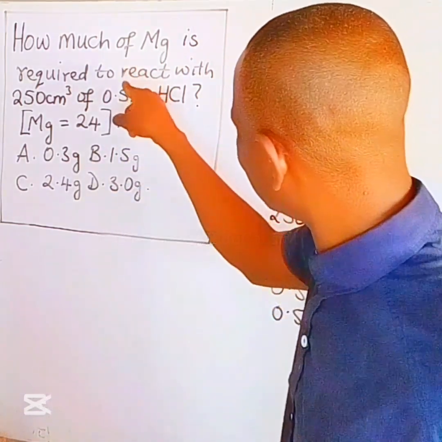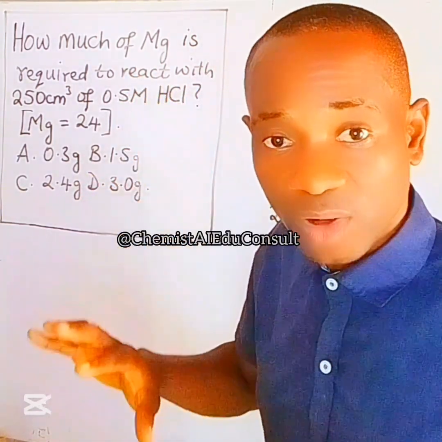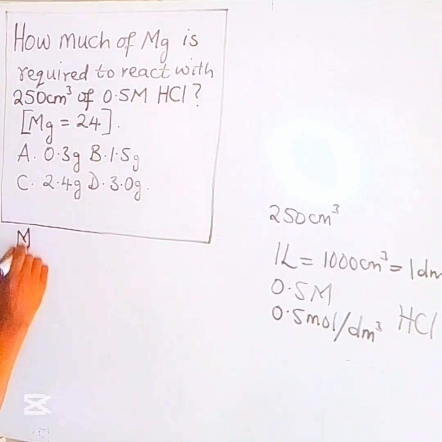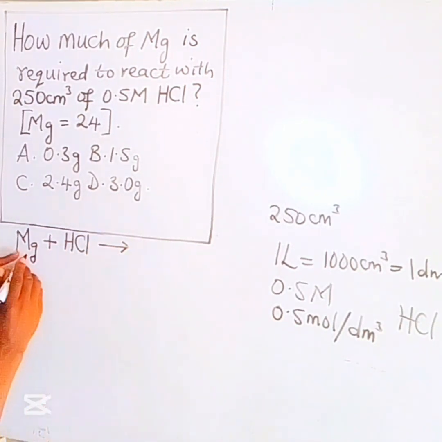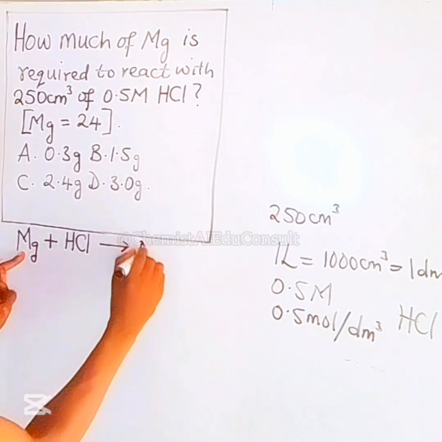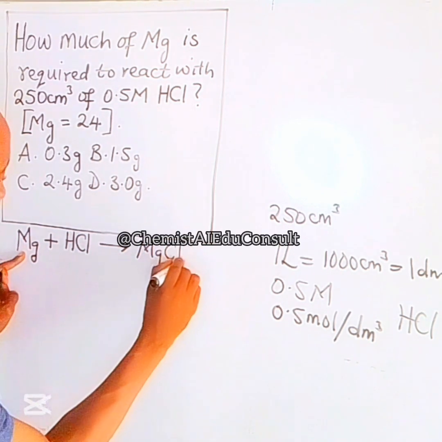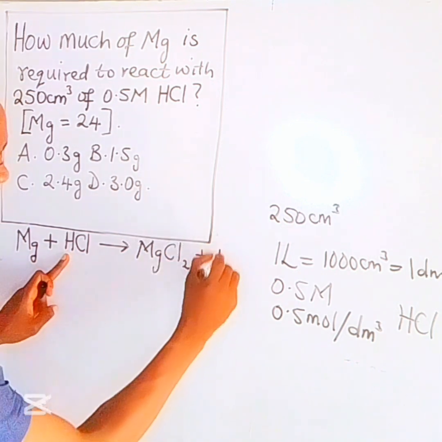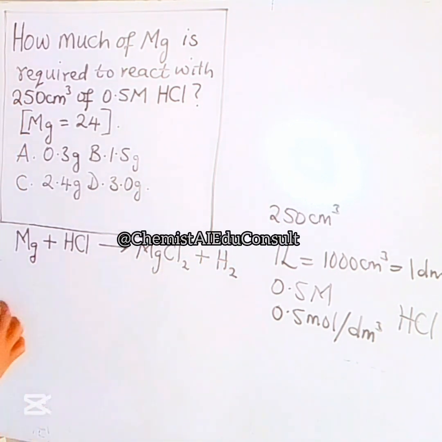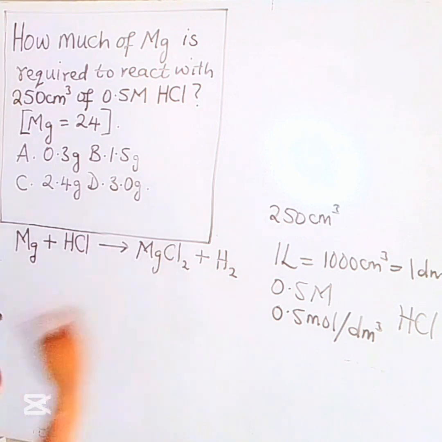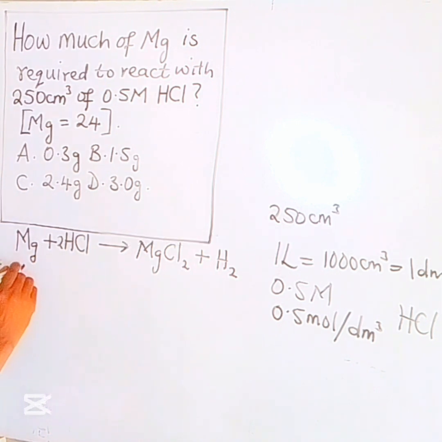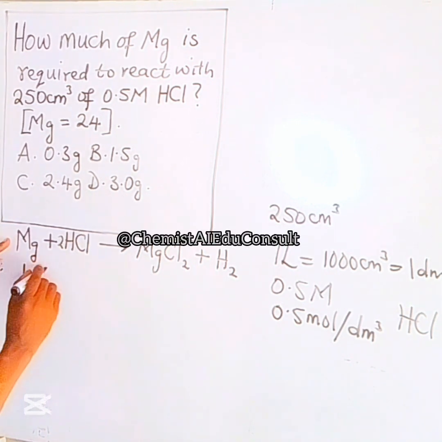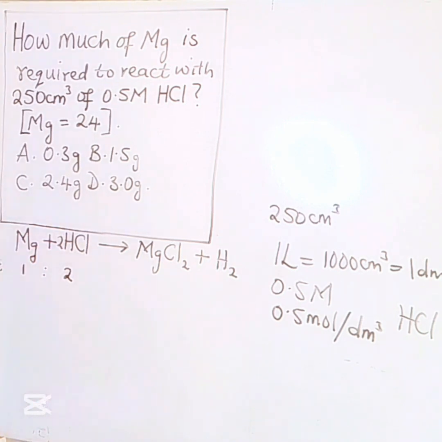Provided the word react is in this question, you must write the equation of reaction. Magnesium reacting with hydrochloric acid, and of course magnesium will attack chlorine here, and we have magnesium chloride plus hydrogen, which will come out as a gas. You can see that chlorine and hydrogen are 2 at the product side, so 2 should be here, right? From this equation, you can see that number of moles of magnesium is 1, only 1 magnesium. But we have 2 moles of hydrochloric acid.